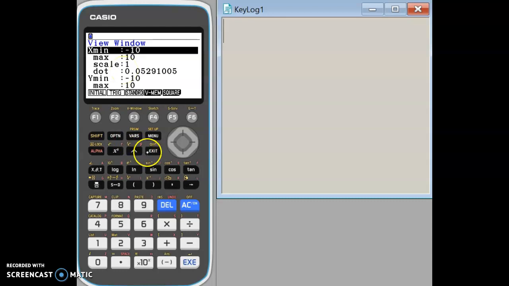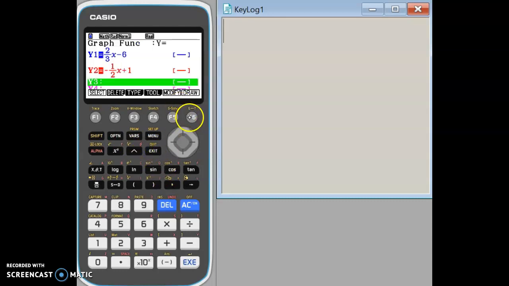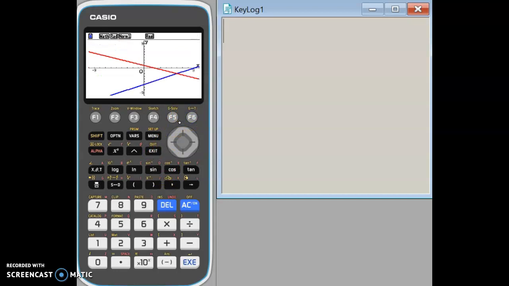Okay, we want to exit that window. So hit exit, and then we hit draw. And you can see that those two equations do intersect. They have one point in common. That would be the solution, because that point would work in both the red line and the blue line.